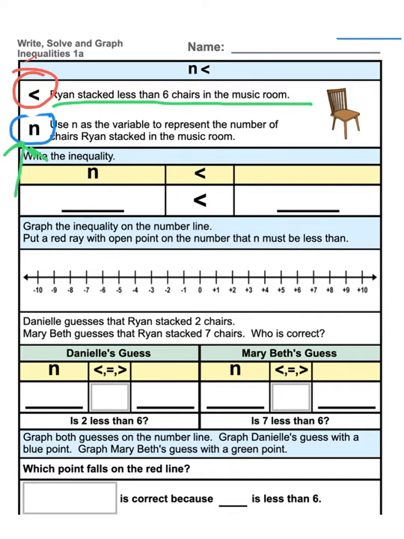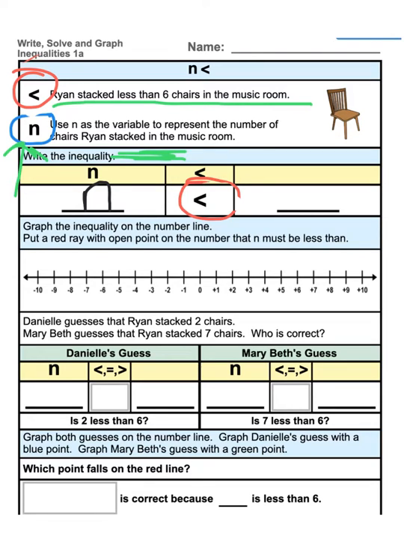So our first step right here is to write the inequality. So N, use N as the variable. So for N, we're just going to put N. And then this sign right here, remember in my last video, whichever way the open mouth is facing, that is saying that that number is going to be greater.